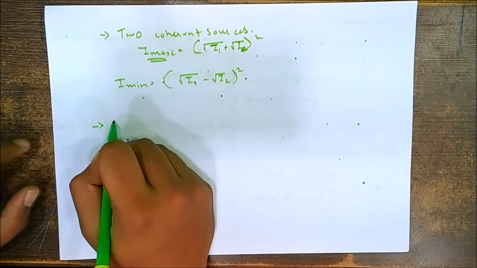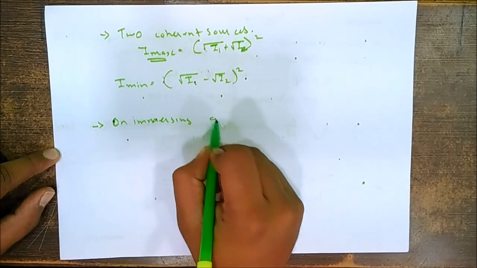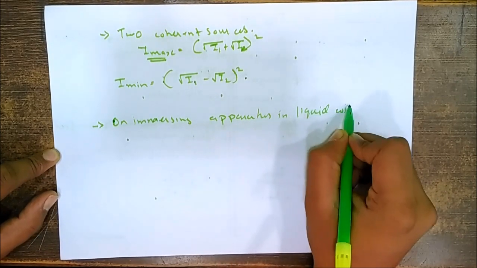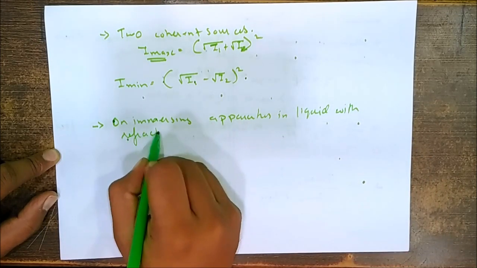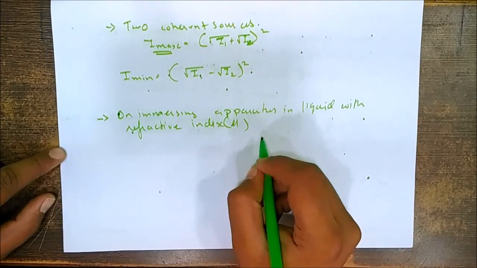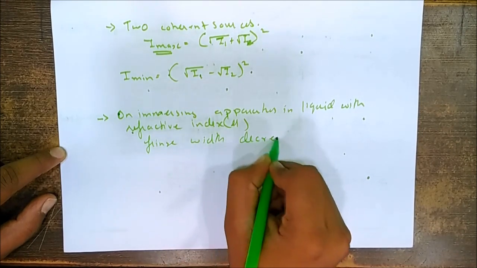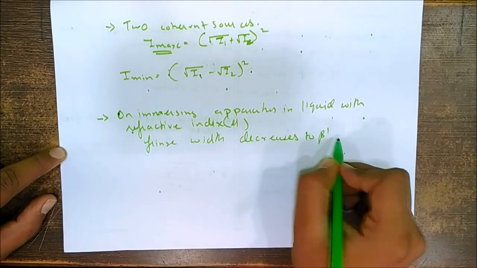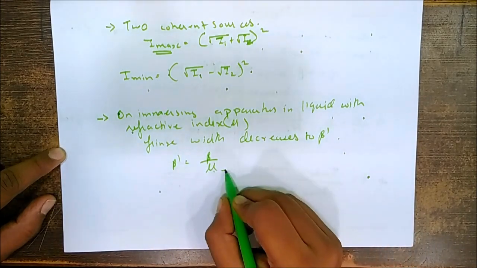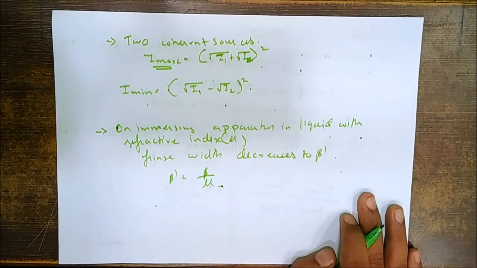Okay, now on immersing apparatus in liquid with refractive index mu, the fringe width decreases to beta dash. That will be given as beta dash is equal to beta by mu. So these are the shortcuts for the chapter interference, and we'll deal with diffraction in the later part.